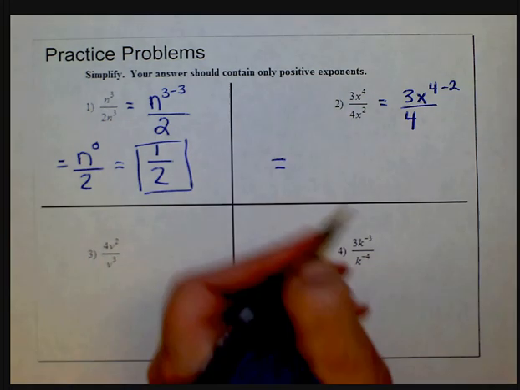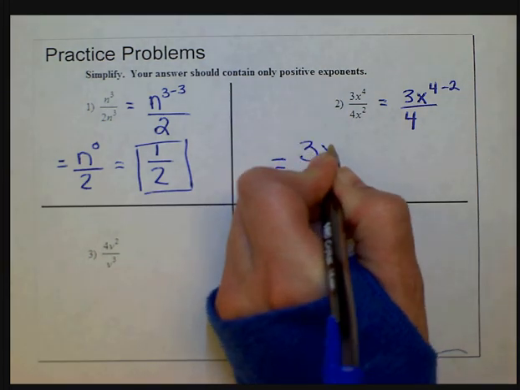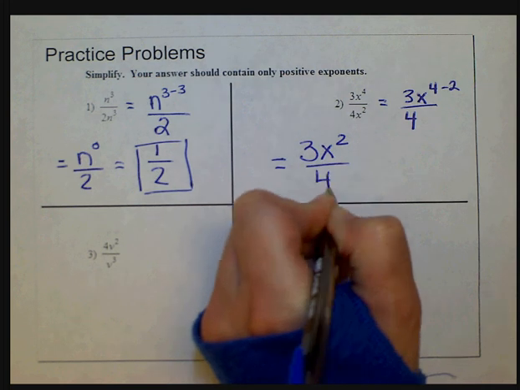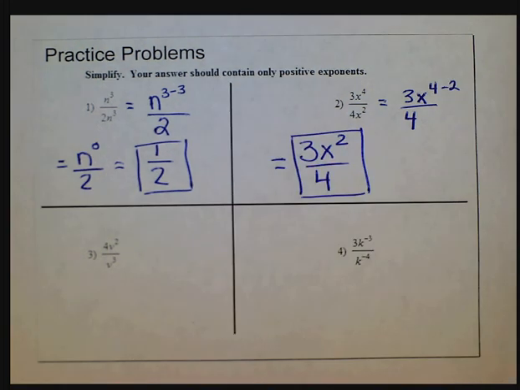Now I do the subtraction. On the top, I'll have 3x squared, and I'll keep the 4 on the bottom.